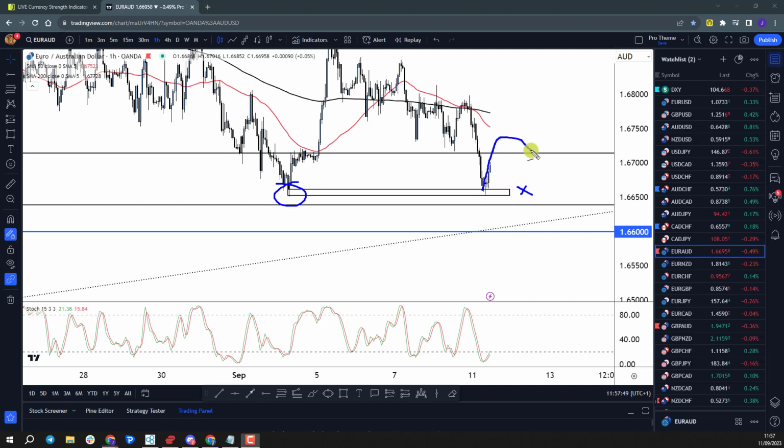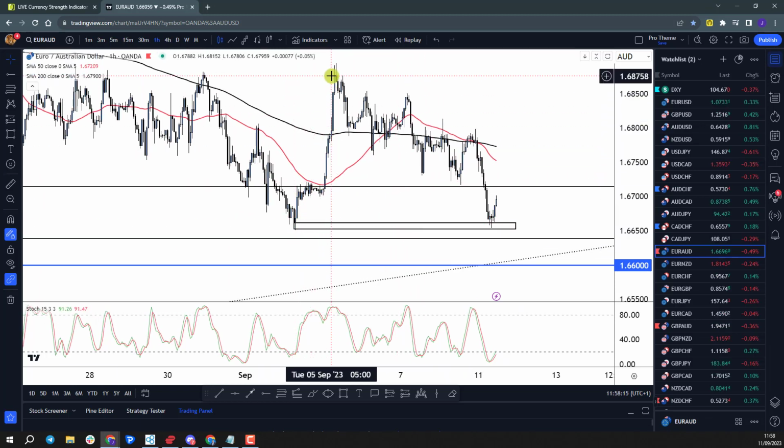If price was to come back up here, we get the 50, 200, stochastic, something like that, then yeah, great. Maybe we could look for a very short-term short, but I would only be targeting these lows at that point, because obviously buyers have been here in the past. We know that because of how aggressive price has moved from this area.